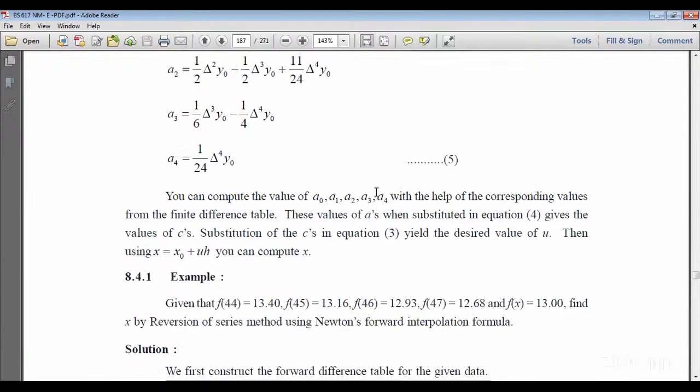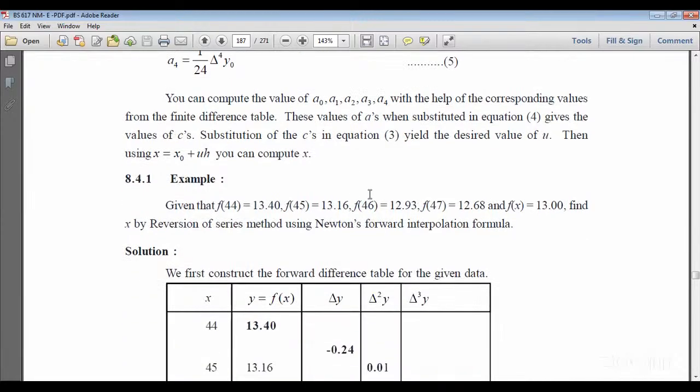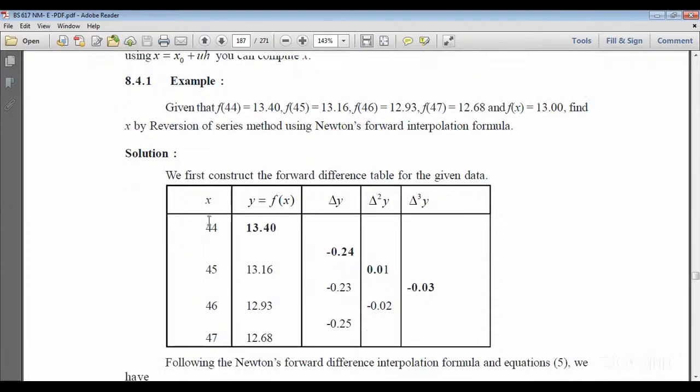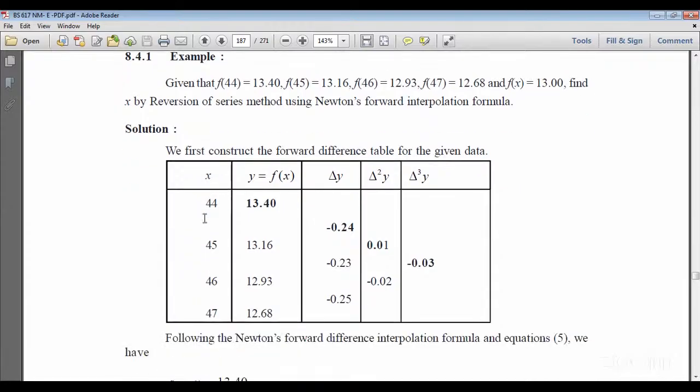What are the values we are taking here for consideration? Given that f of 44 is equal to 13.40, f45 is equal to 13.16, f46 is equal to 12.93, f47 is equal to 12.68, and f of x is equal to 13. Find x by reversion of series method using Newton forward interpolation formula. We first consider the difference table for the given data: x values 44, 45, 46, 47, where f of x equals 13.40, 13.16, 12.93, 12.68.